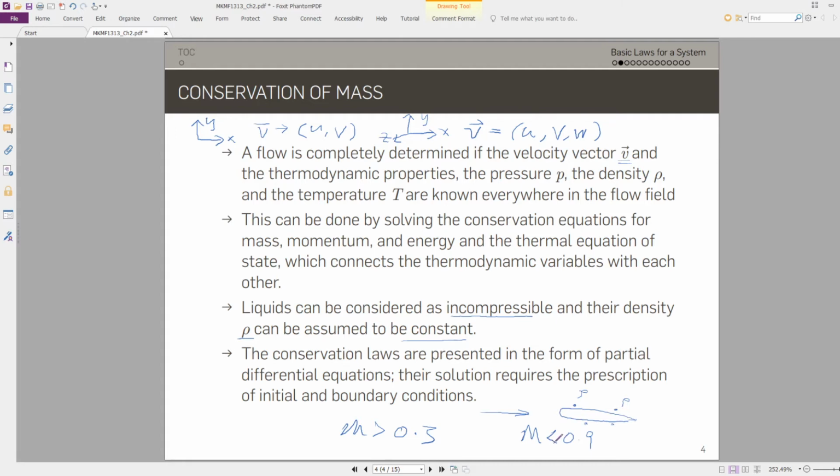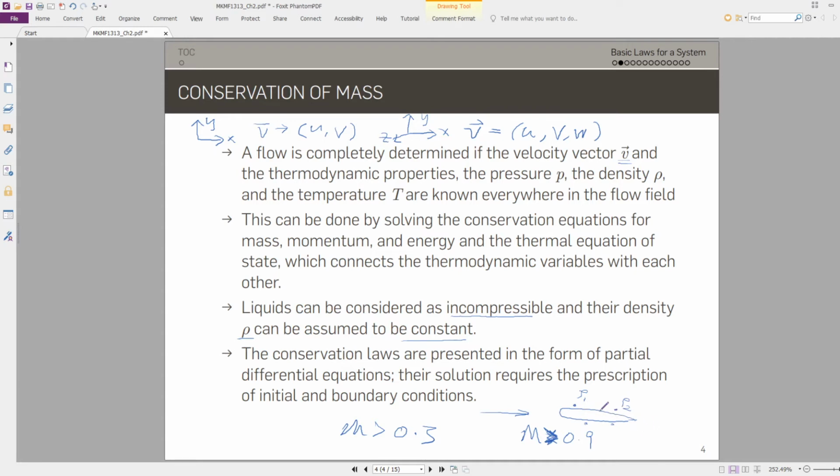But when this wing is flying at a higher Mach number, greater than Mach 0.9, then we will find that the density at point number 1 varies quite drastically compared to the density at point number 2, point number 3, point number 4, and actually everywhere around the wing. This is due to the compressibility effects.